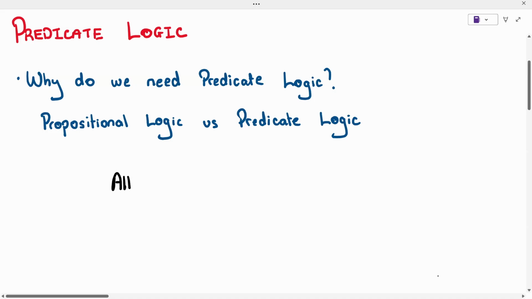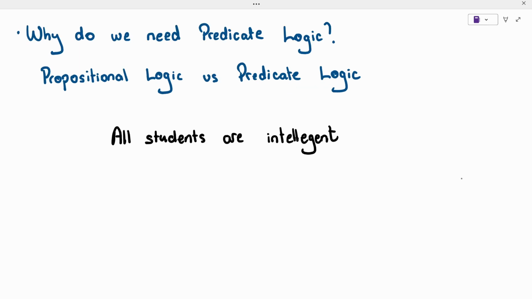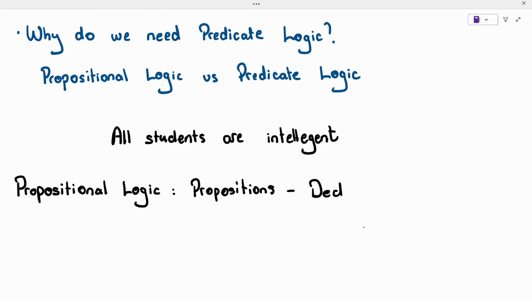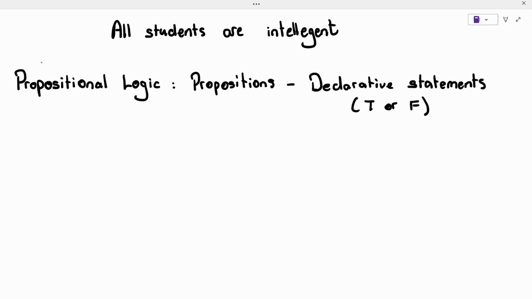Consider the statement, all students are intelligent, right? Let's try to translate this statement into symbolic form. If we were to use propositional logic, which of course deals with propositions, which are declarative statements that can be either true or false, then we need to come up with simple or atomic statements to represent all students are intelligent, right? So in its simplest form, maybe we'll let P be the statement.